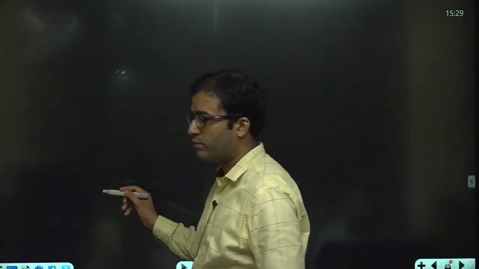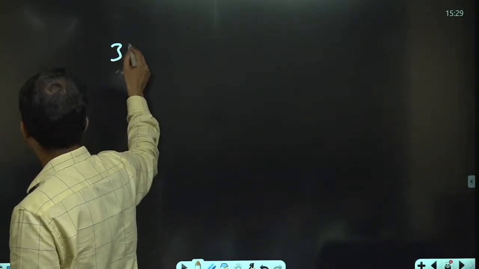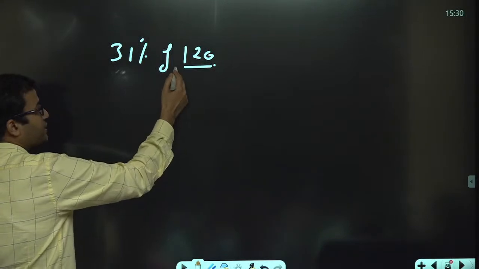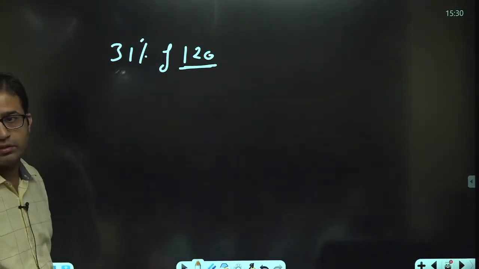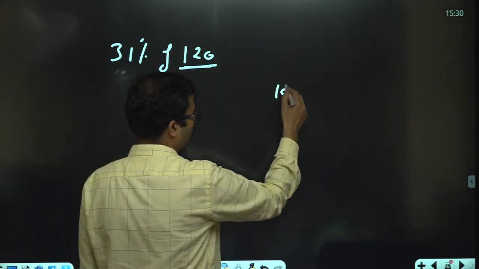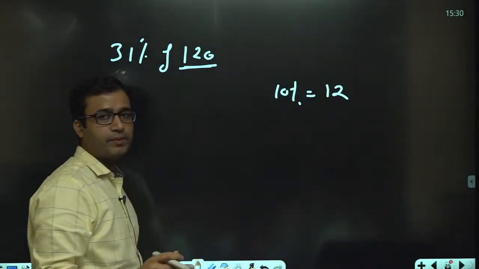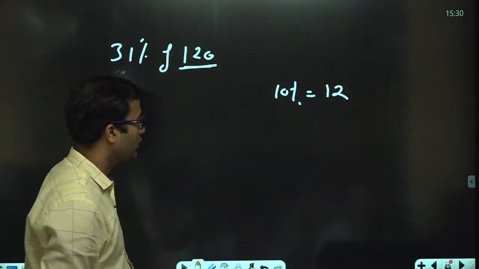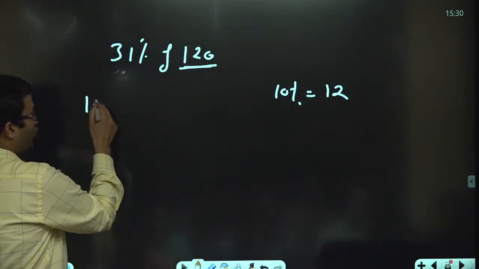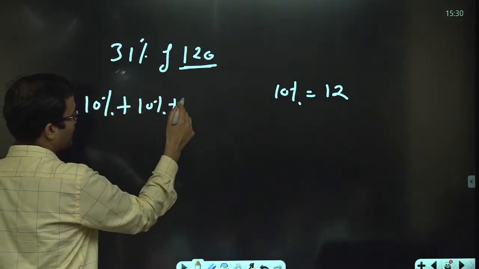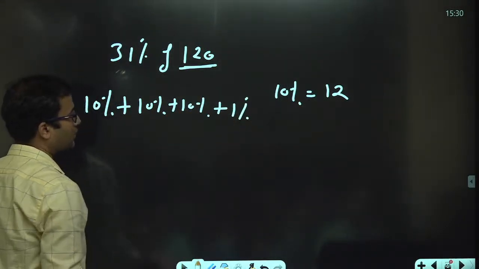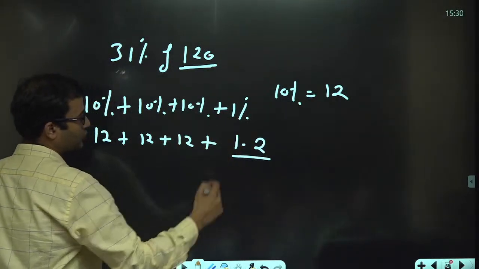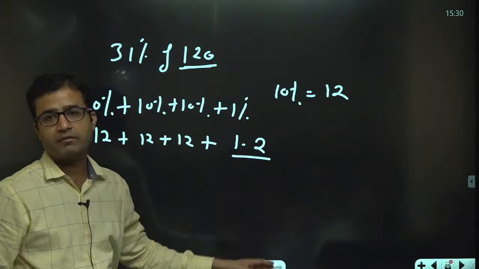Or you can do one more thing. What is 10% of 120? 10%, 12. To find 10% of anything means 1/10. उसका 1/10 कर दो, या एक डिजिट लास्ट वाली हटा दो. तो in your mind, or you can say 10%, 10%, 10% plus 1%. So it is 12 plus 12 plus 12. What is 1%? 1.2. Is this okay if I talk about 10% and 1%?